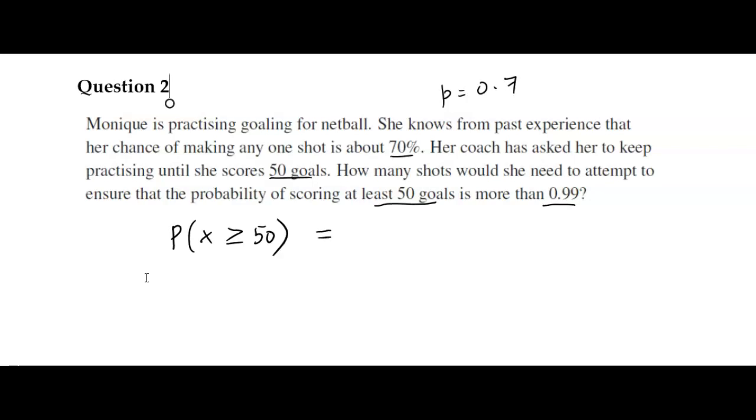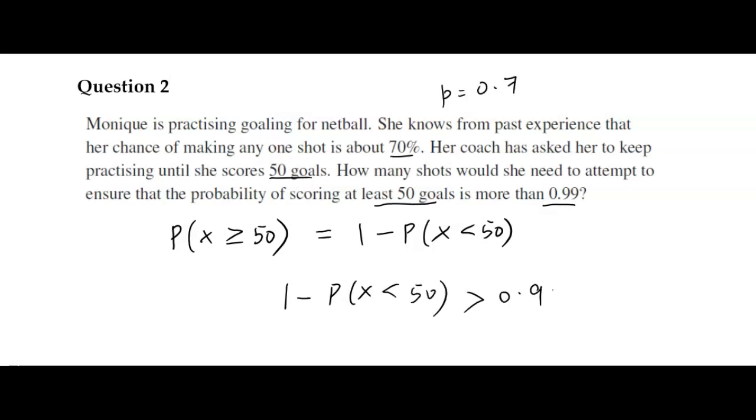So the probability of scoring at least 50 goals is equal to 1 minus the complementary event, which is the probability of scoring less than 50 goals, right? So if I put that into perspective, we're basically saying the chance of being less than 50 goals is more than 0.99, right?